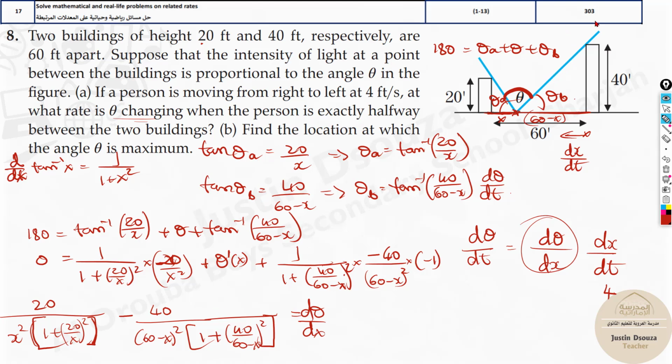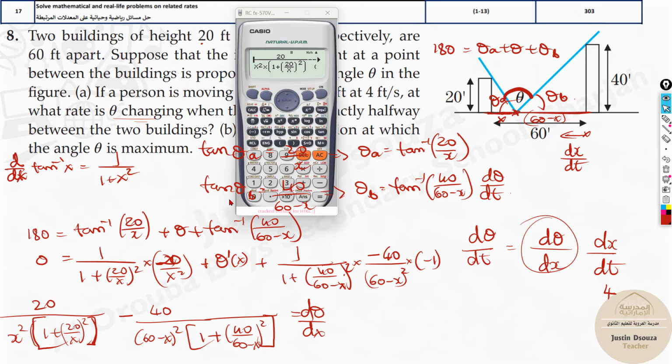Let's do it in the calculator. Now I've typed this entire equation in terms of x itself, that's fine. 20 divided by x squared times (1 plus 20 by x) the whole square, then minus 40 divided by (60 minus x) the whole square, bracket 1 plus, again bracket because this must be squared, 40 by (60 minus x) the whole square, and then close the bracket. Please use the brackets appropriately, otherwise you may not get the correct answer.